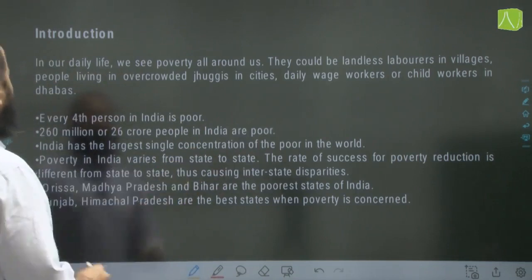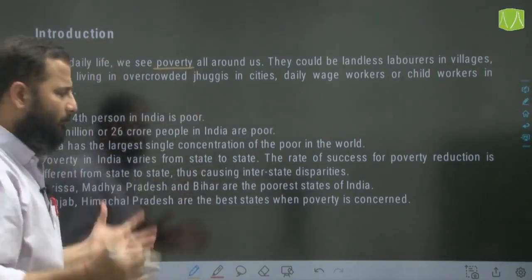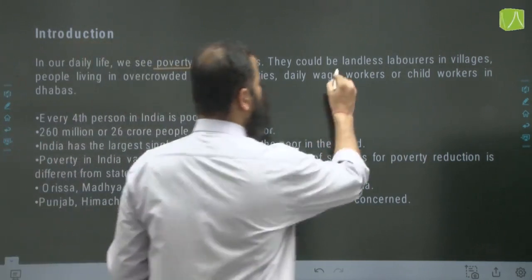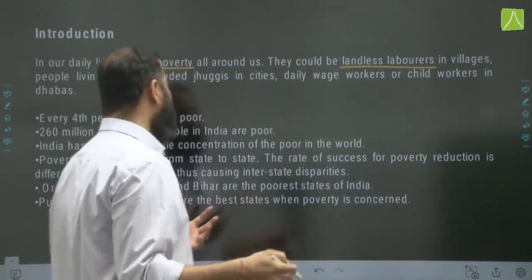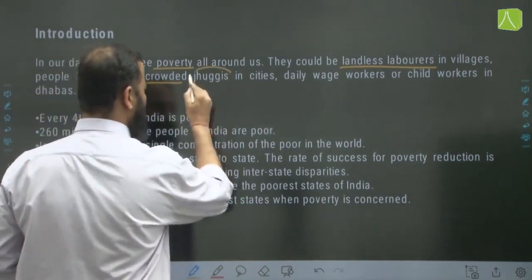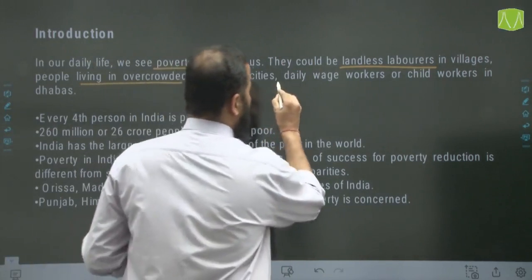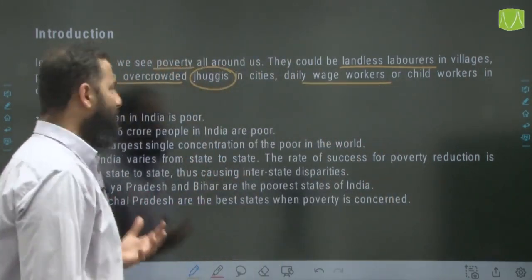Okay, in our daily life we see poverty all around us. तो हमें अपने चारों तरफ गरीबी नजर आती है. They could be landless laborers जो काम कर रहे हैं विलेजेस में, या people living in overcrowded झुग्गीज, झुग्गी या झोपड़ीज, ठीक है, slums in cities, that is daily wage workers or child workers in dhabas.